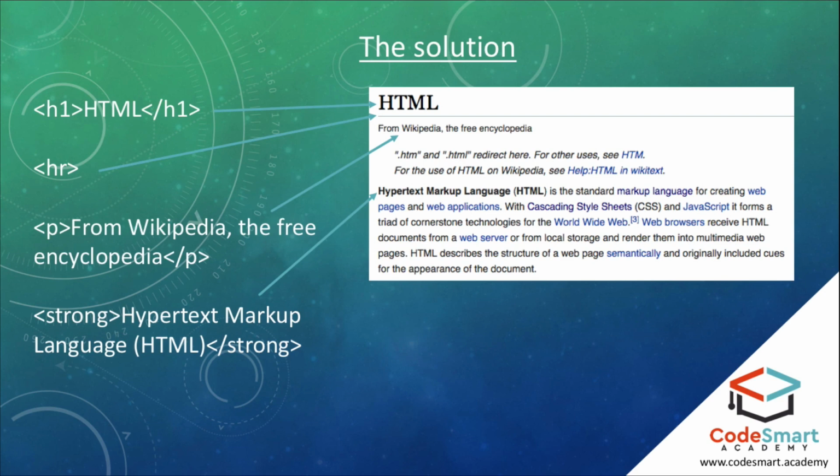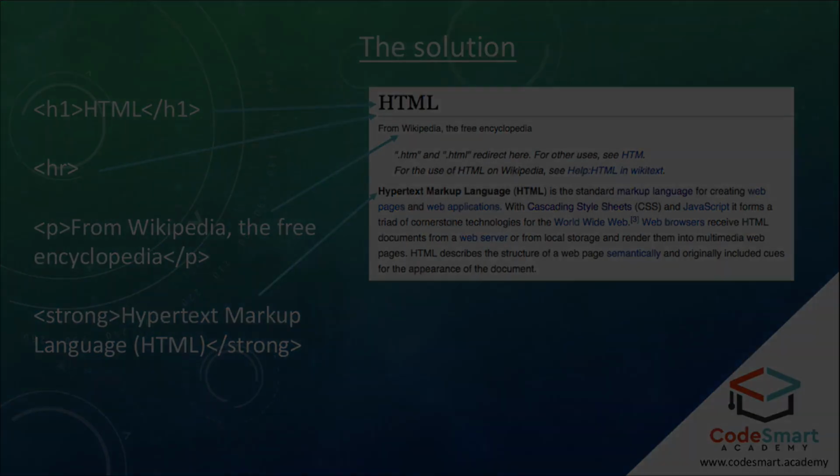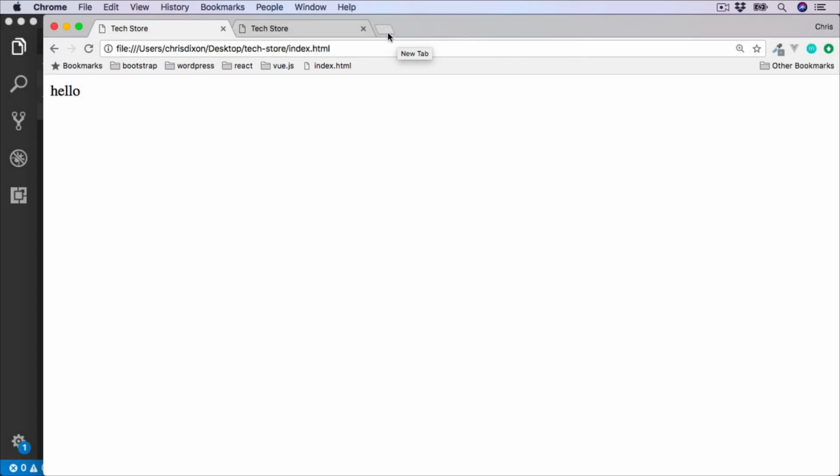Headings are used by search engines such as Google to determine which content is most important. In this example, the large, bold HTML text at the top here is marked up using a heading tag of H1. This makes sense as it is the main subject of the page. We can see this in action by visiting the Wikipedia page it was taken from.